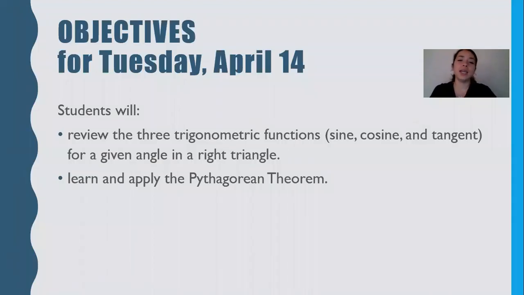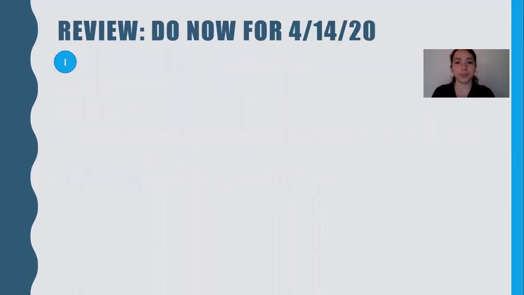So the objectives for today, Tuesday, April 14th, are that you will review the 3 trigonometric functions. So you'll review sine, cosine, and tangent for a given angle in a right triangle. And then we're going to go ahead and learn and apply the Pythagorean theorem.